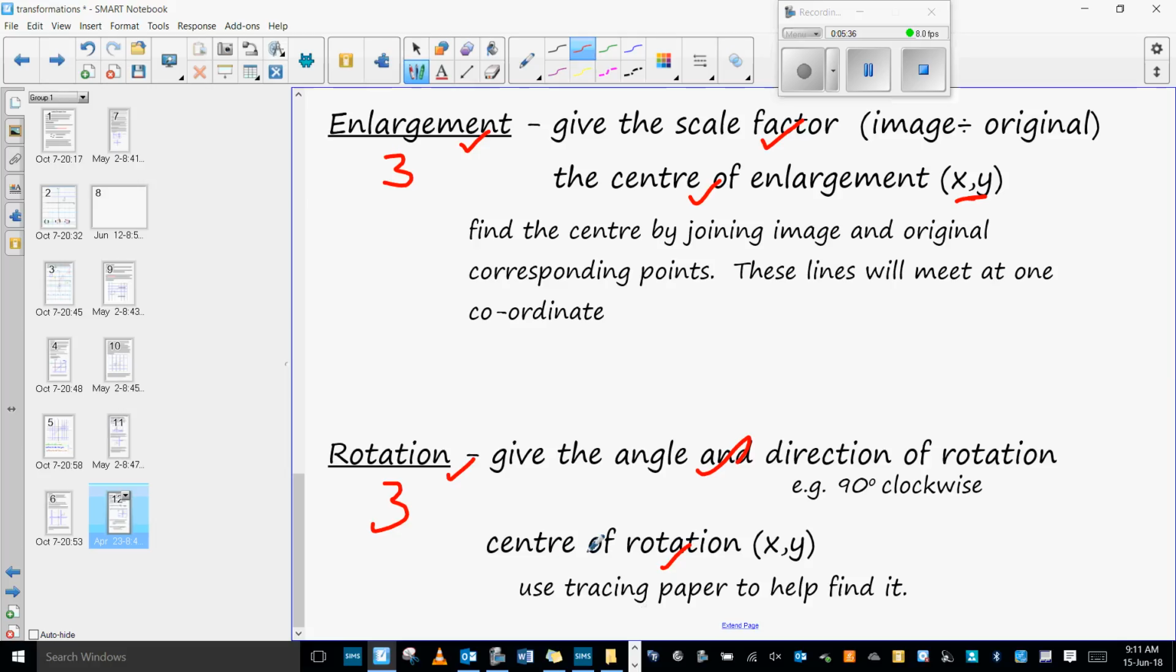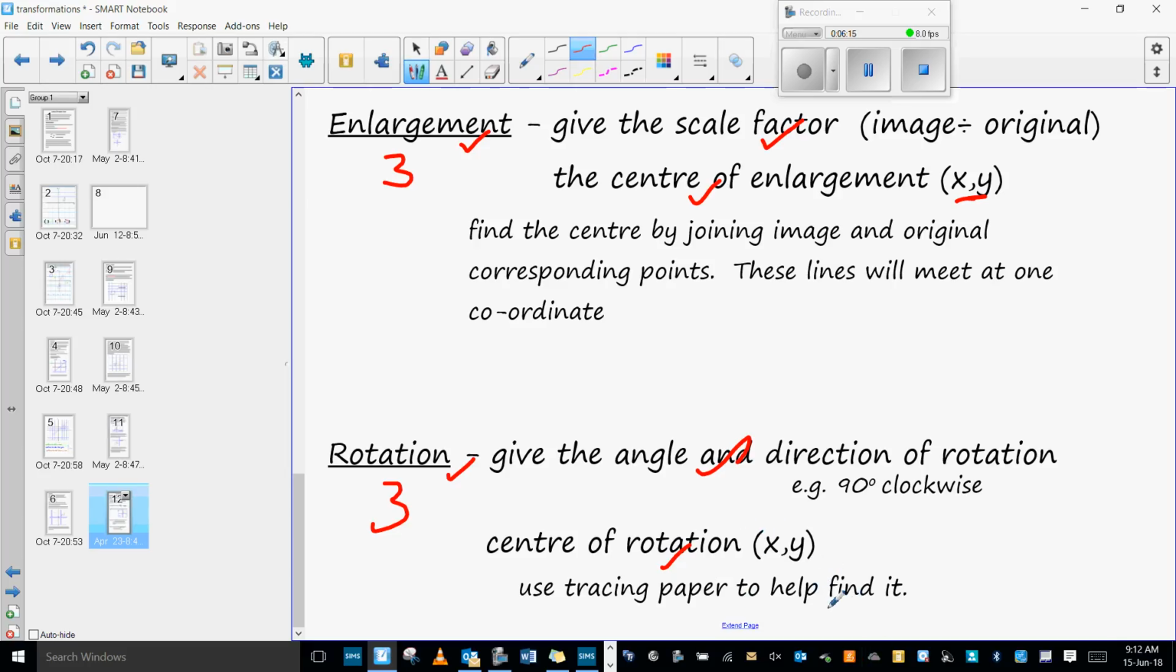Now, if you're asked to describe a rotation, they are the trickiest ones. There is a fancy way of finding the center of rotation, but to be honest, the easiest way is to draw your original shape on your tracing paper and then just use your tracing paper, hold your pencil down on a point, twist your paper. Has it got to the image? No. Try a different point. Twist your tracing paper. Does it get to the image? No. Try a different point. So whilst it takes a little bit of time, that's the easiest way of doing it, to be honest.